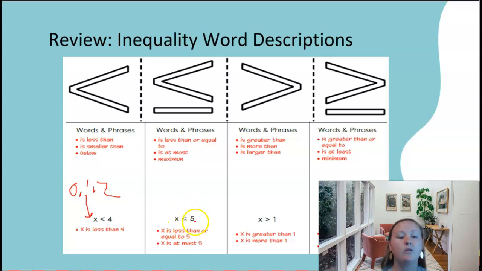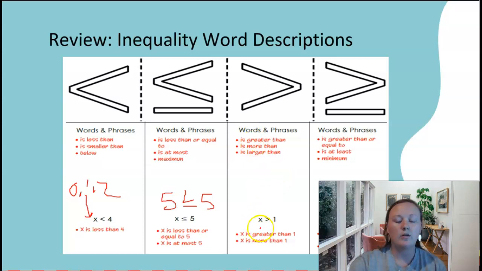X is less than or equal to 5. So X is any number less than 5, or X is the number that is equal to 5. So we could say 5 is less than or equal to 5, or X can be any number less than 5, which means any number smaller than 5.